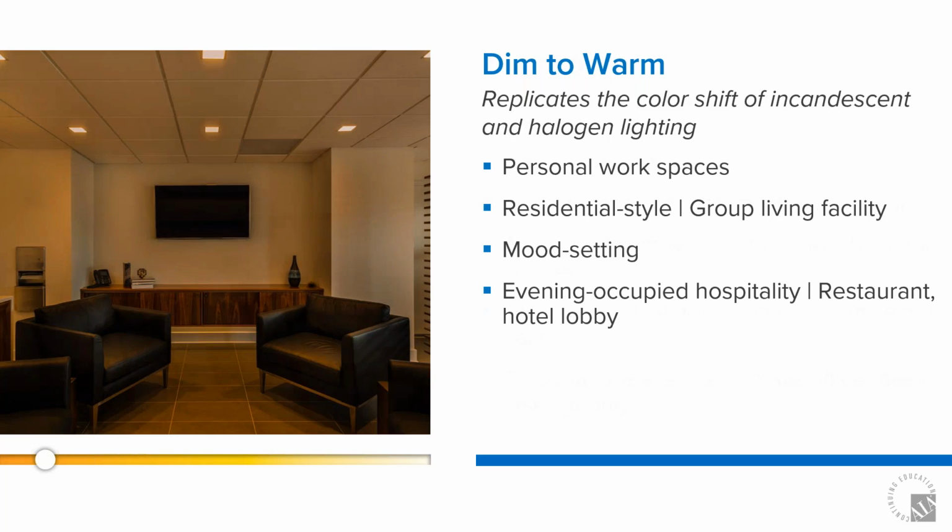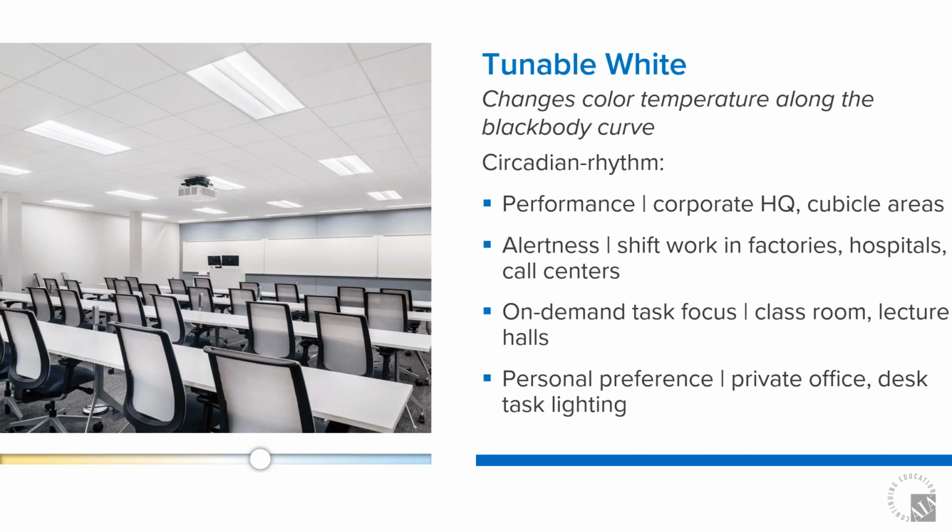most common ones. Tunable white changes color temperature along the black body curve and the color temperature of white light, circadian rhythm. So use cases or application types for this type of dynamic lighting would be performance and corporate headquarters or cubicle areas, alertness, shift work in factories, hospitals or call centers, on-demand task focus, such as classrooms and lecture halls, and then personal preference in private offices, desk task lighting, tunable white can be used.